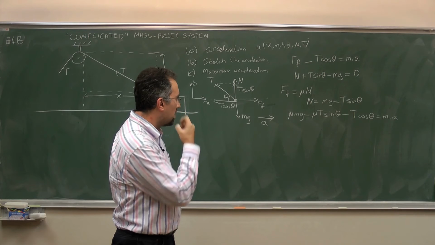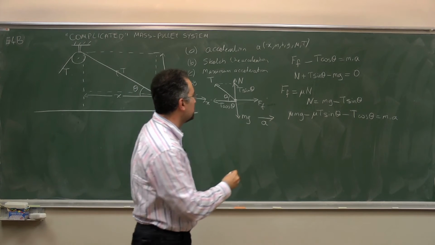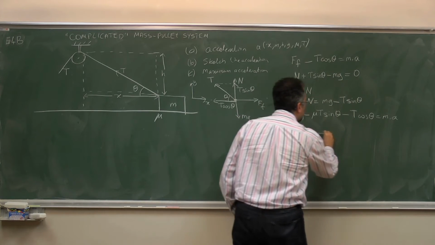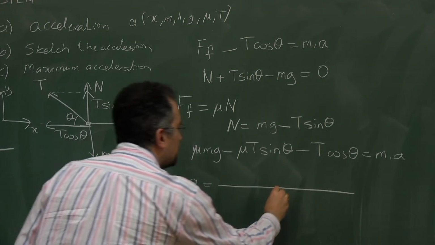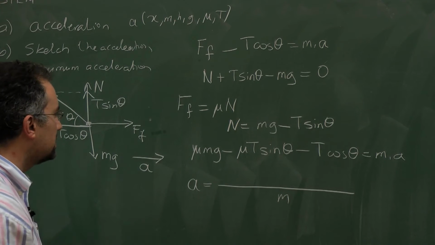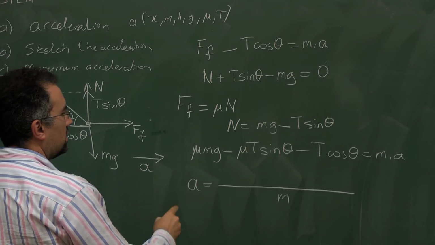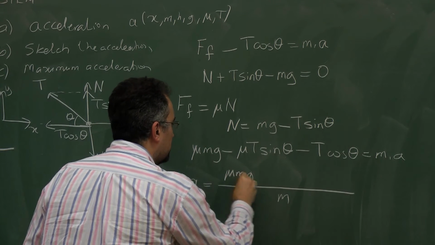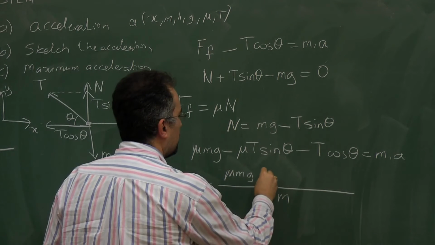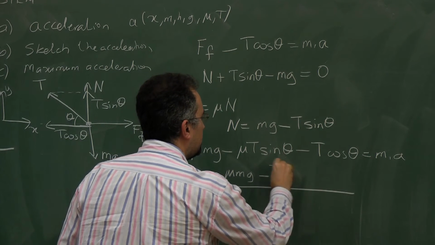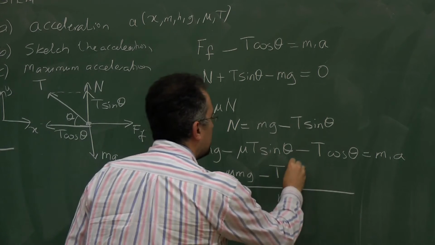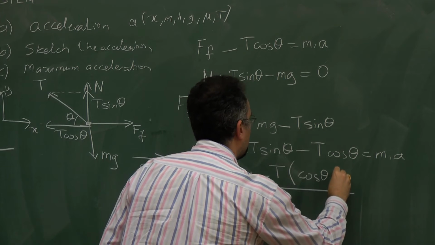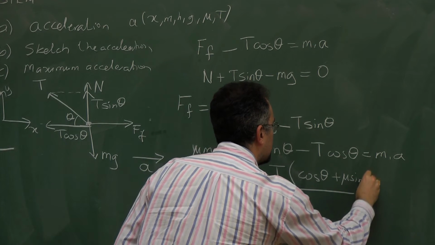If I want to get the acceleration out of this, I want to leave m alone in the denominator, so I'll keep it everywhere else. So I have mu mg minus T (cosine theta plus mu sine theta).